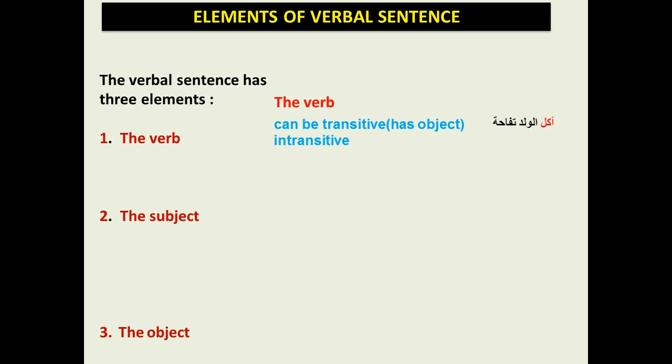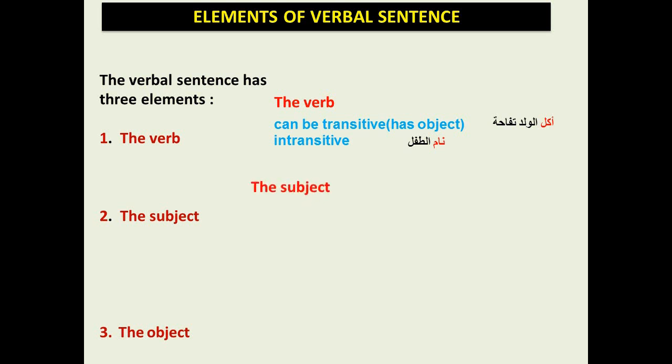When you say أكل الولد تفاحة, the boy ate an apple. أكل, this is the verb. نام الطفل, the boy slept. All right. So here نام is a verb.